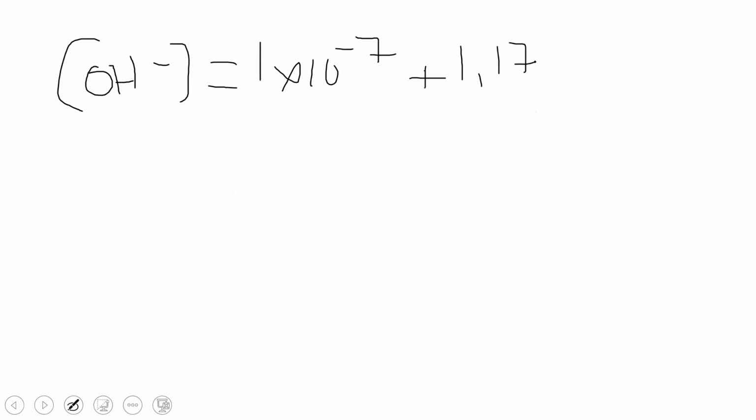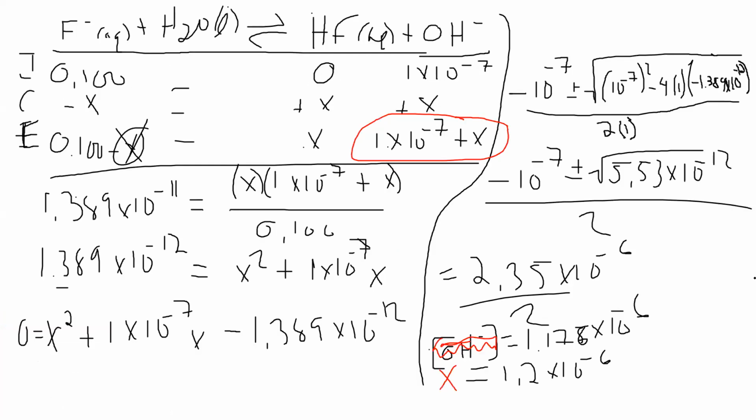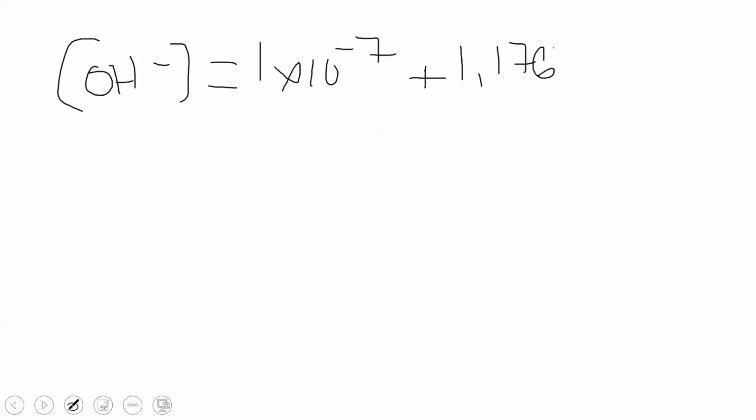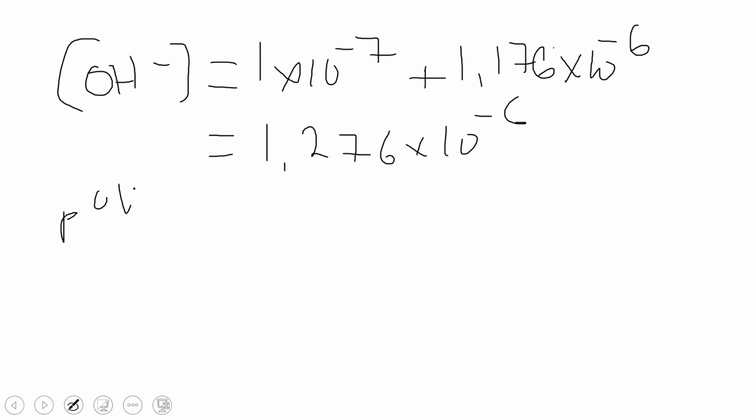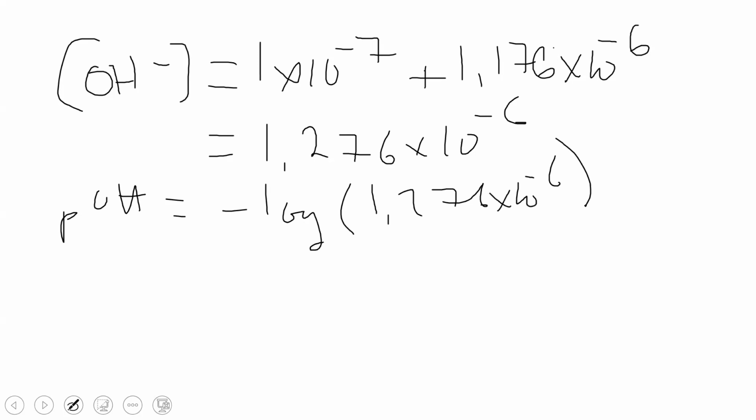All right. So here, concentration of hydroxide should equal 1 times 10 to the minus 7 plus 1.176 times 10 to the minus 6 power, so you've got 1.276 times 10 to the minus 6 power, and so now you take the POH is equal to negative log of 1.276 times 10 to the minus 6. Okay.